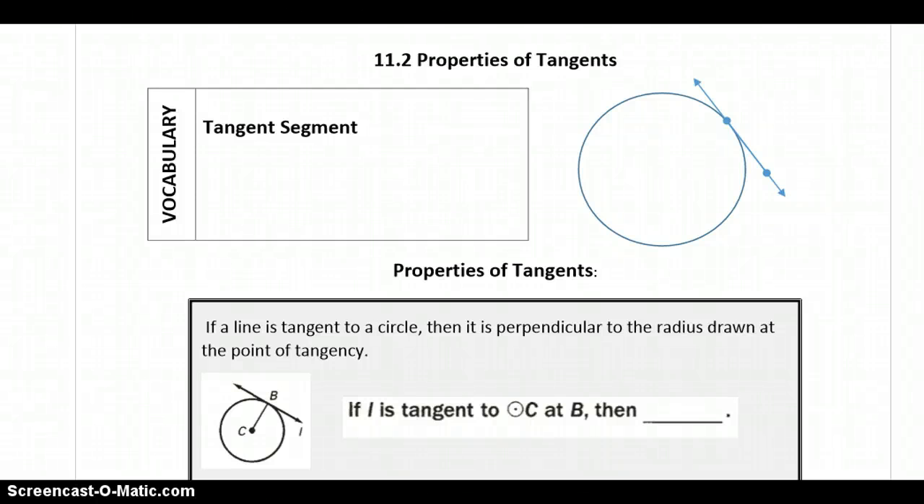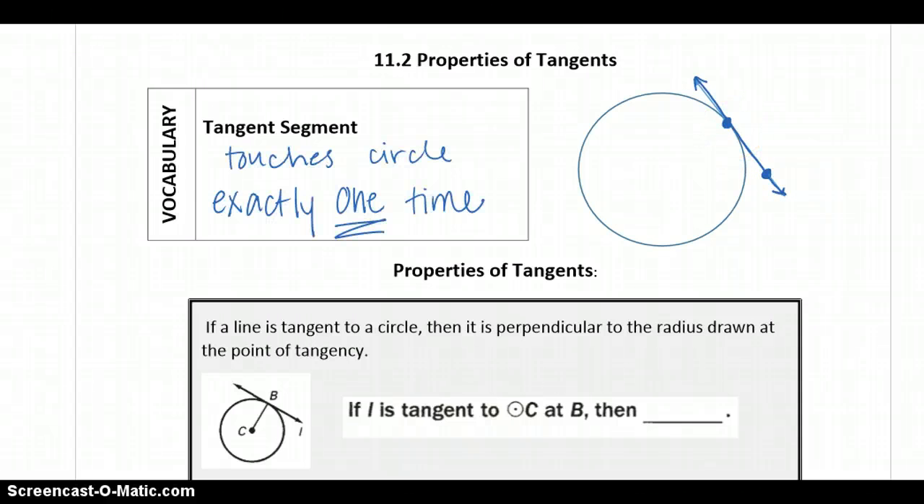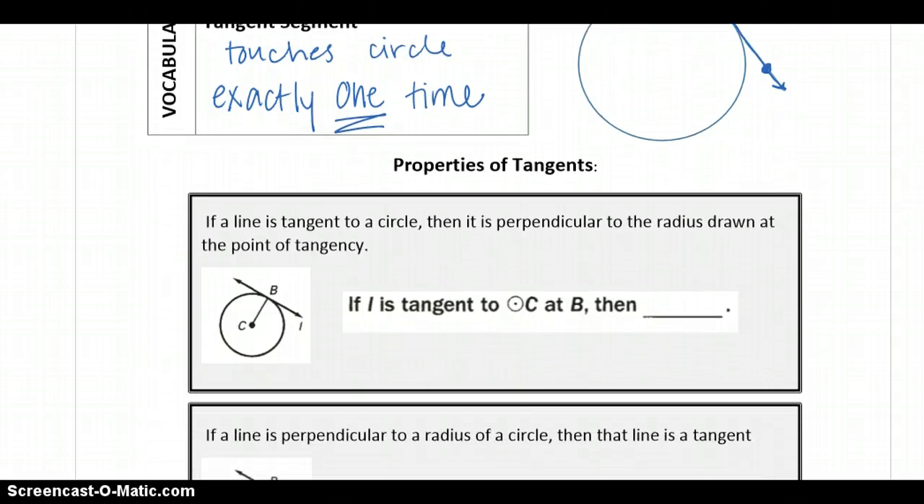Alright, so these are the class notes for 11.2. Today we're going to be talking about the properties of tangents. Just a refresher, a tangent line touches a circle at exactly one point, and a tangent segment is a line segment with a start and end, and one of those endpoints is on the circle. Today we're going to be talking about some of the properties that these tangent lines have.